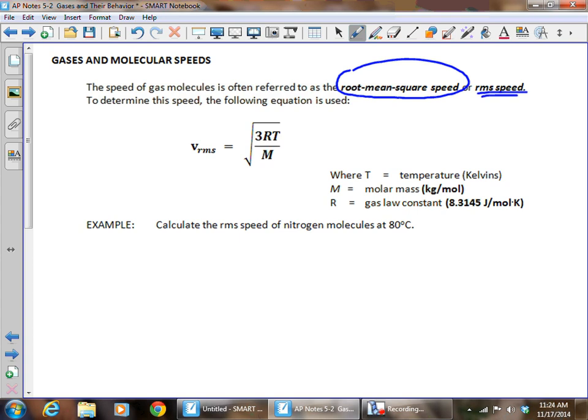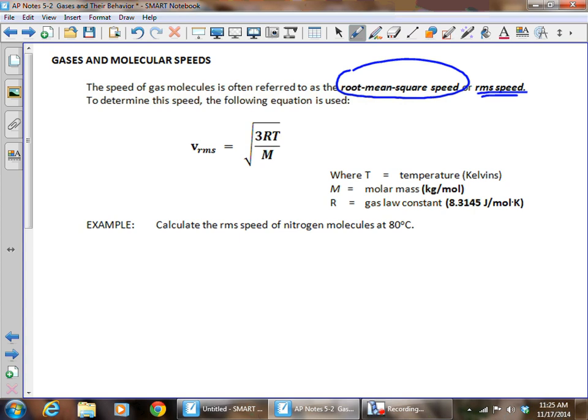speed. And to determine the speed, we use this equation: the RMS speed, or RMS velocity, is equal to the square root of 3 times the gas law constant times temperature divided by the molecular weight. Now, a couple of really important things.